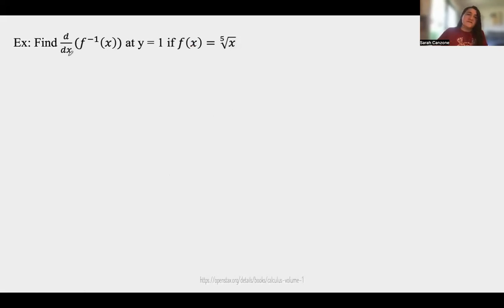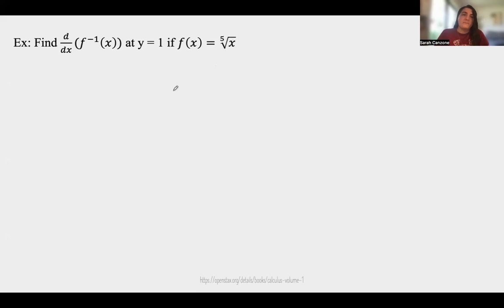All right, this is about the same thing. It's just giving you slightly different notation. So it's saying find the derivative with respect to x of the inverse of f at y equals 1 if f of x is x, the fifth root of x.